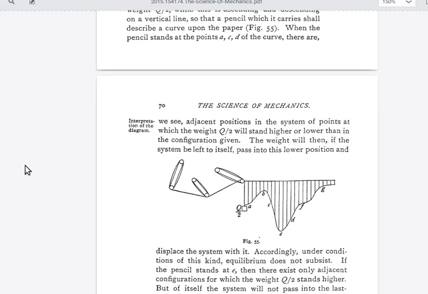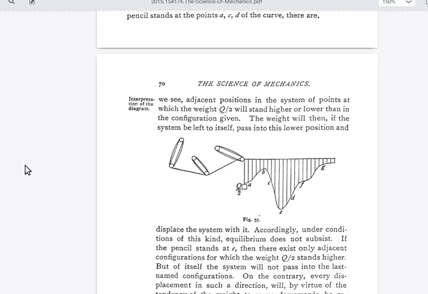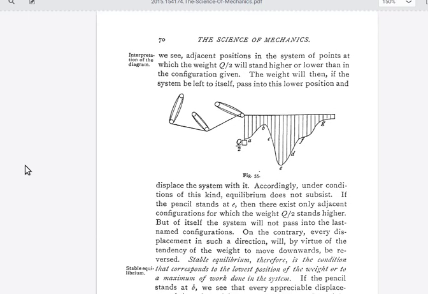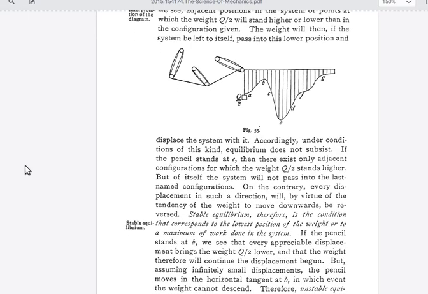If the pencil stands at E, then there exist only adjacent configurations for which the weight q over 2 stands higher. But of itself, the system will not pass into the last named configurations. On the contrary, every displacement in such a direction will, by virtue of the tendency of the weight to move downwards, be reversed. Stable equilibrium, therefore, is the condition that corresponds to the lowest position of the weight, or to a maximum of work done in the system.